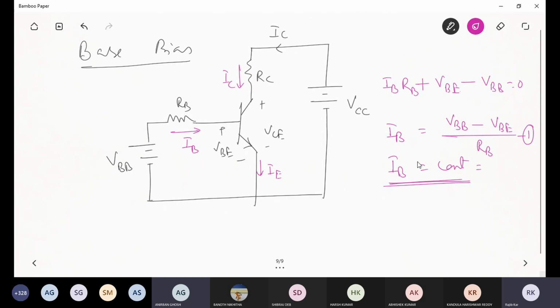Now if we take this output loop, the different voltage drops in a particular loop will sum up to 0. That's the rule of Kirchhoff's voltage law. So here you can calculate VCE, which is nothing but VCC minus IC into RC. Let us say this is equation number 2. And what is IC? IC is equal to beta IB.